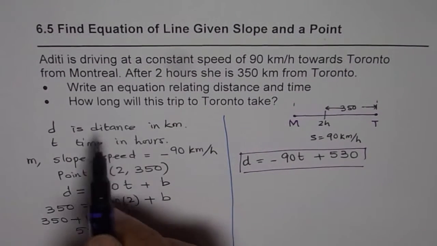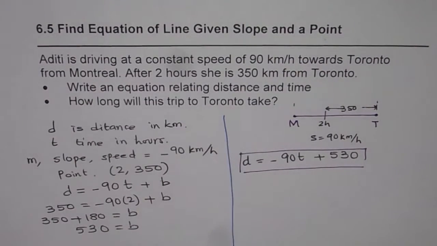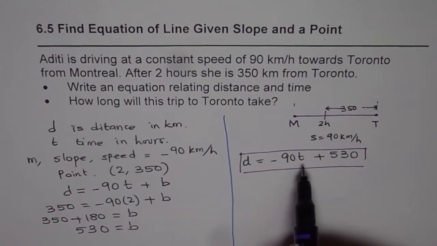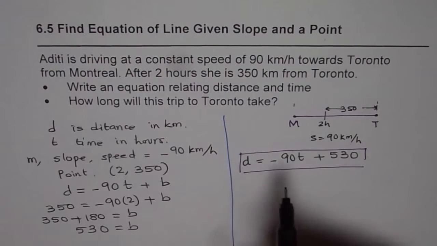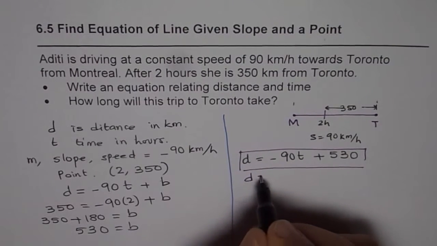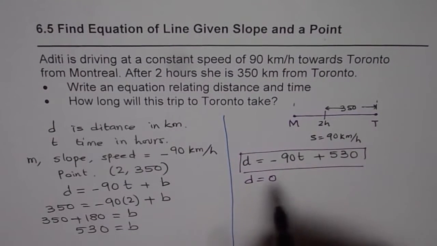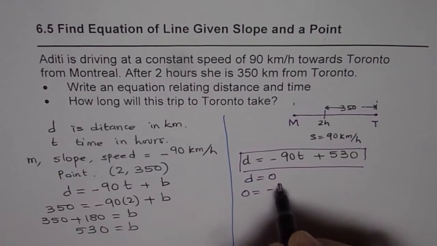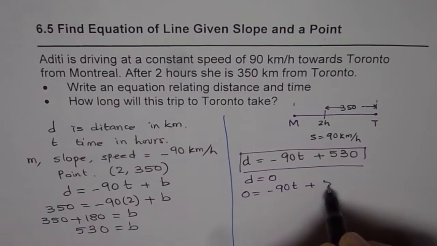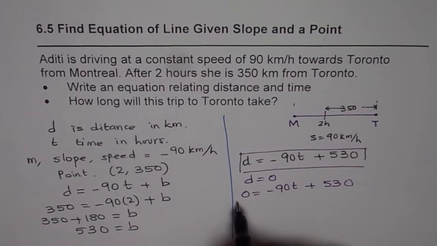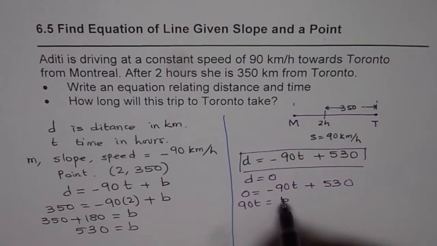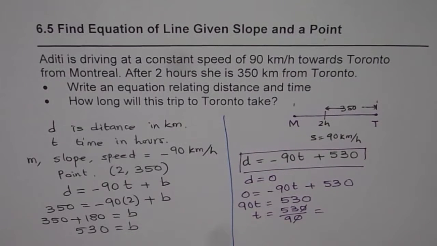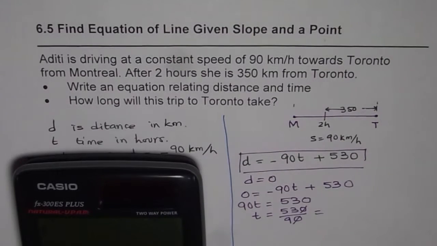And the second part is how long will this trip to Toronto take. You can find the time t by equating distance to 0. For the total trip, d should be 0, so the distance to Toronto should become 0. So we get 0 equals minus 90t plus 530. We can bring it to the right side: 90t equals 530. So t will be equal to 530 divided by 90. You can use the calculator and find the answer.